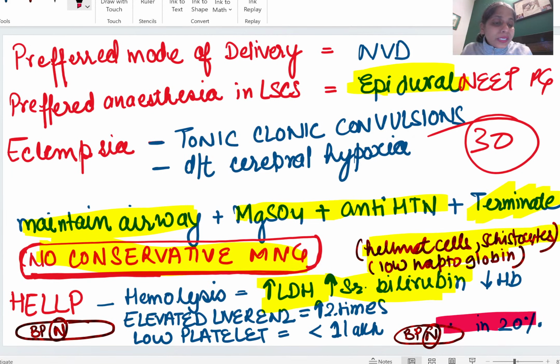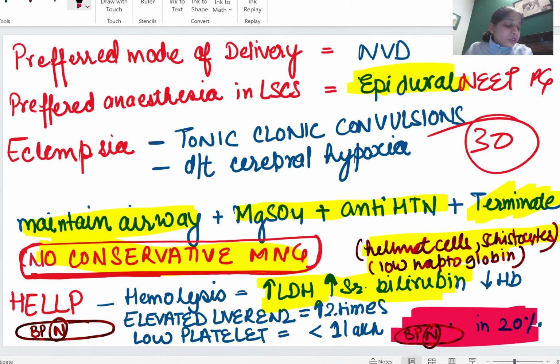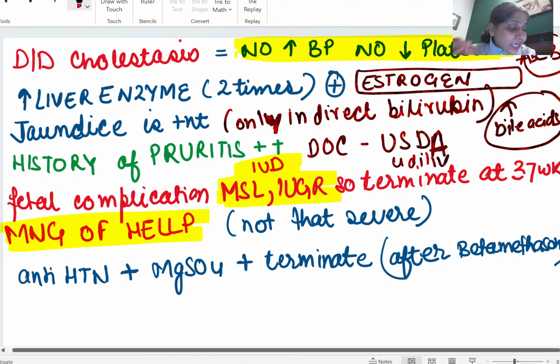In 20% of cases, BP is normal. It is not essential that BP is high, and that's why you get confused. Please mark this line in red color. BP is normal in HELP in 20% of the cases. Next question is how you will differentiate this from cholestasis, right?